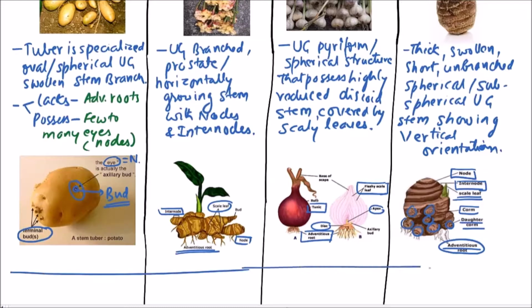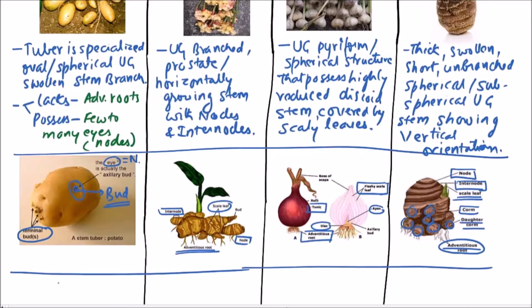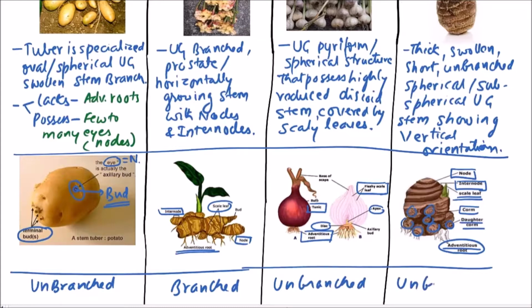Now, we'll compare the branching. This is usually unbranched. This is branched. This is unbranched. This is unbranched. So branching can be observed usually in case of rhizome.